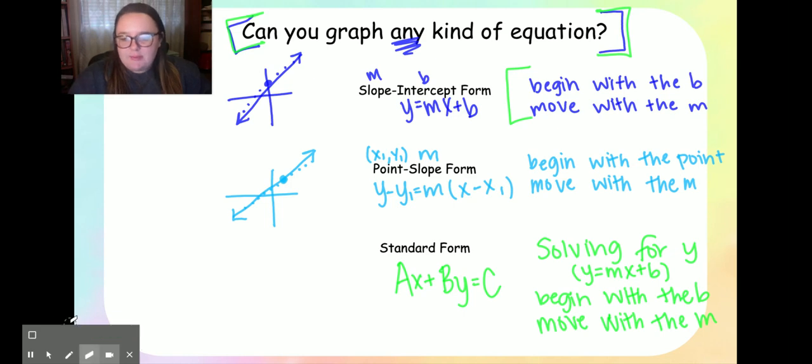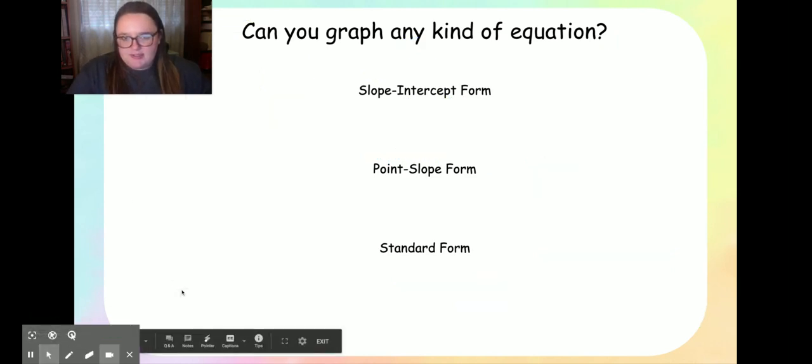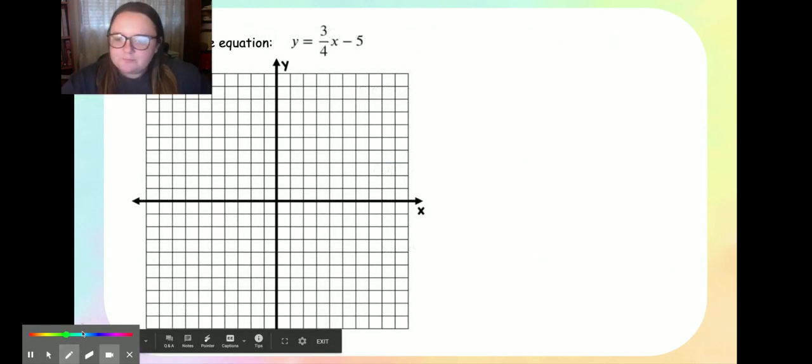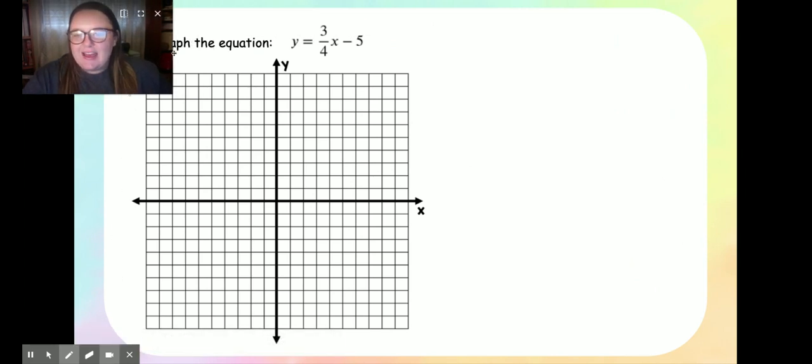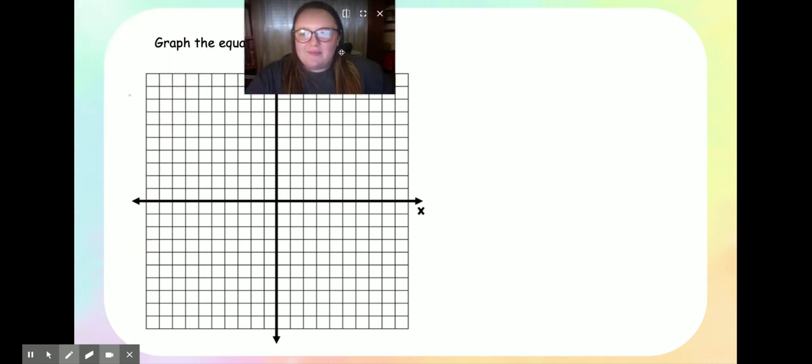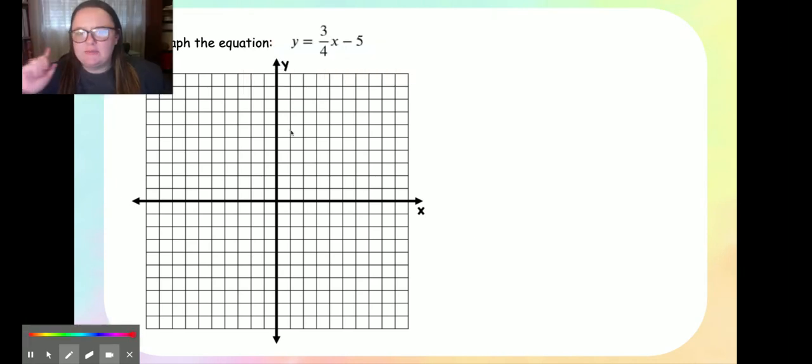So I'm gonna erase this, and I'm gonna move us on to our first example. Here it is. If I move my head right under this, it says graph the equation, okay? So when we are graphing it, well, I had some technical difficulties there, but I have moved my face back over there. It says graph the equation.